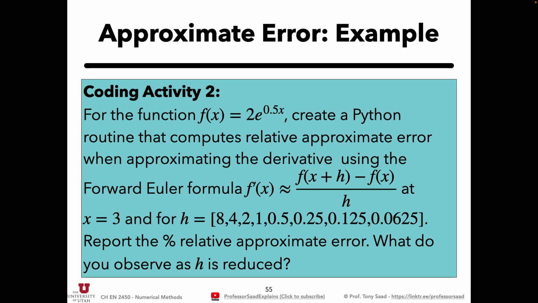I'm going to put the slide on the side. It's hard to have both the Jupyter Notebook and the slides next to each other, so I'll try to keep it floating, and we get back to it as needed. But this is the same problem. We're going to measure the relative approximate error as a percentage in computing this forward Euler formula for the function e to the half x. That gives us the derivative for all of these values of h. We're going to start at 8, go all the way to 0.0625. And we can drive this to any number we want, but this will serve as a good illustration.